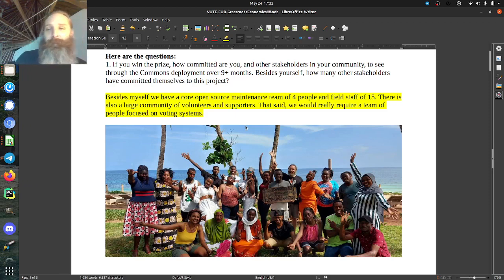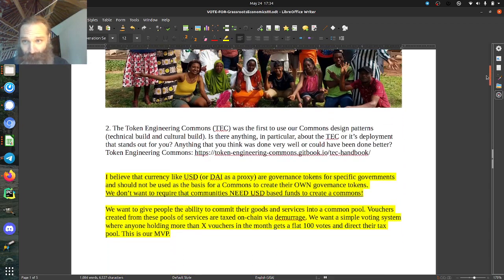One was around, what is our commitment for this 9-month process? And our whole team is very excited. We've got about 4 kind of core devs that are working on the open source maintenance. We've got a field staff. You can see a lot of them here in this picture of about 15. And we've got a pretty big community of supporters and volunteers, but we're really probably going to need more help on this than we can just do ourselves. So I'm really excited about a lot of these processes, and we'll talk about them a little bit more here.